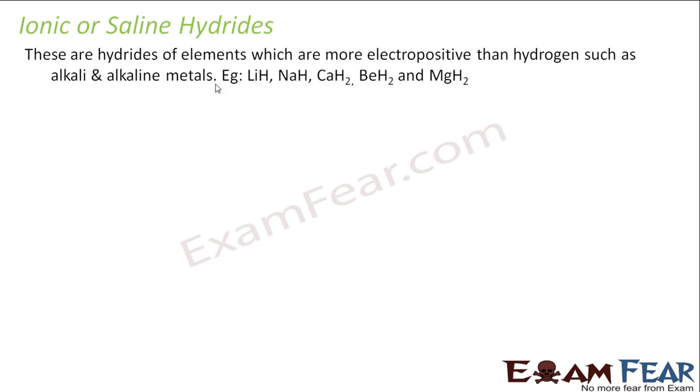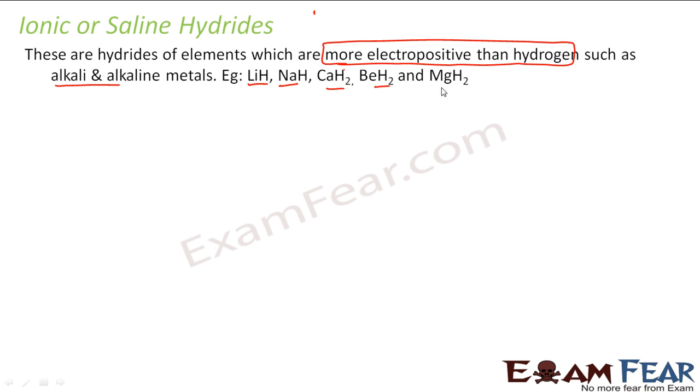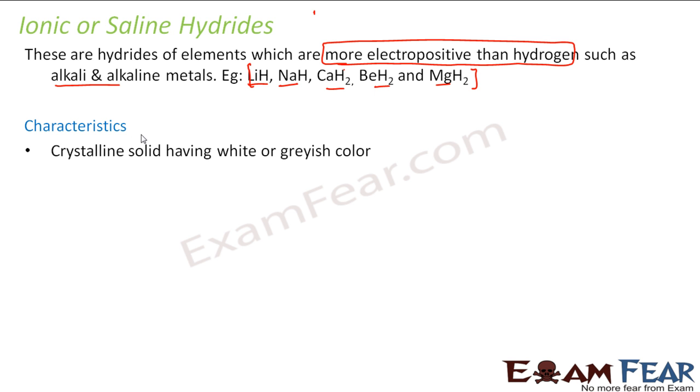So what is ionic hydride? These are the hydrides formed with the elements which are more electropositive than hydrogen. For example, alkali and alkaline earth metals, lithium, sodium, calcium, beryllium, magnesium, all these group 1 and group 2 elements are more electropositive than hydrogen, so they form saline hydrides with hydrogen. They have some different characteristics. They are generally crystalline solids, grayish in color. Sodium hydride, for example, is crystalline and grayish.